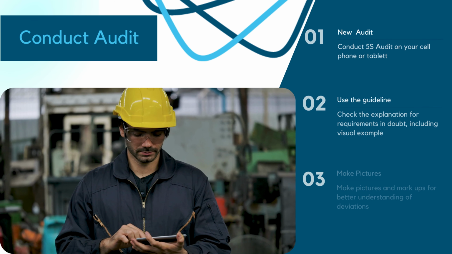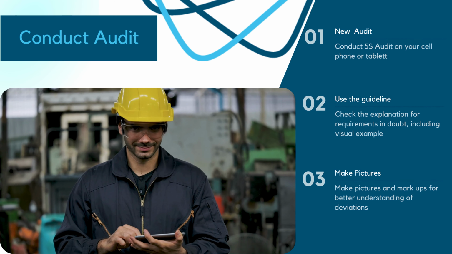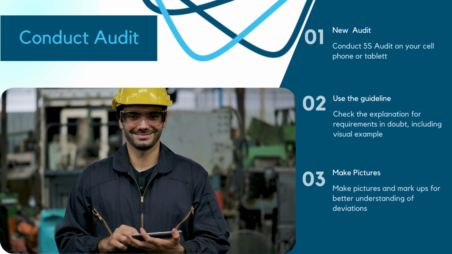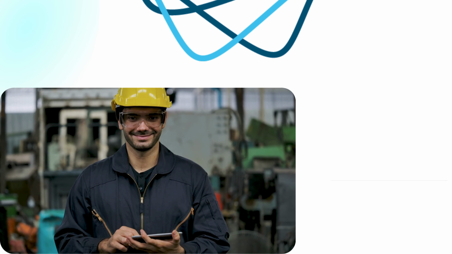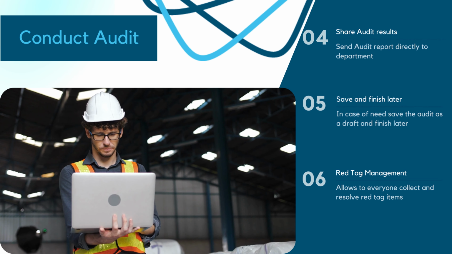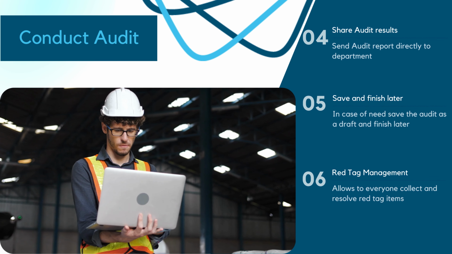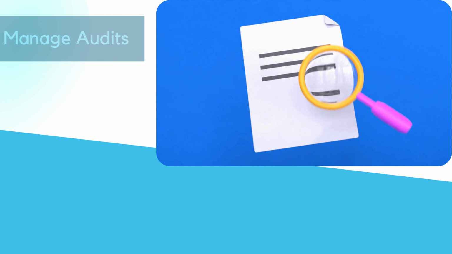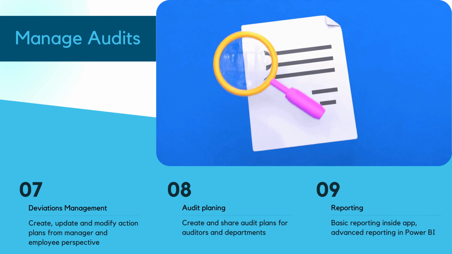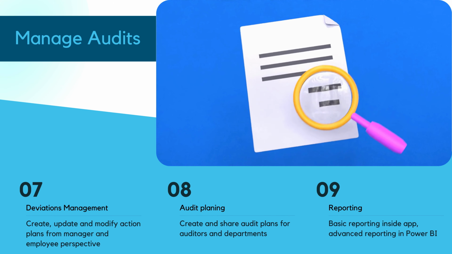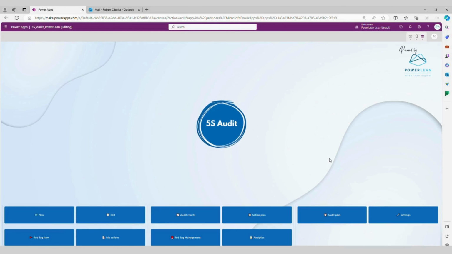Our application allows for a mobile 5S audit based on a predefined questionnaire with guidance, captures photos, and annotates them additionally. Audit results can be shared instantly, and an incomplete audit can be saved. The application also records unnecessary items in the workplace. It provides space for corrective action management, manages the audit plan, and offers fully automated and clear reporting.